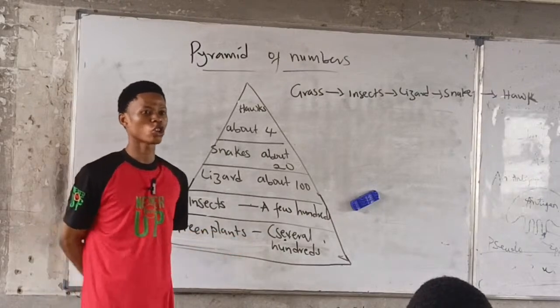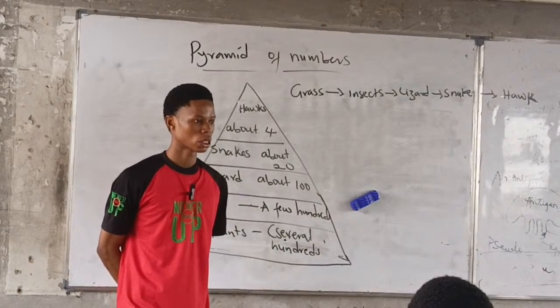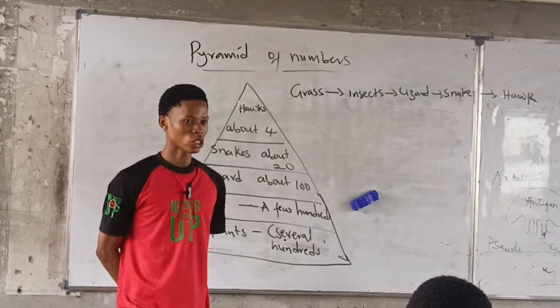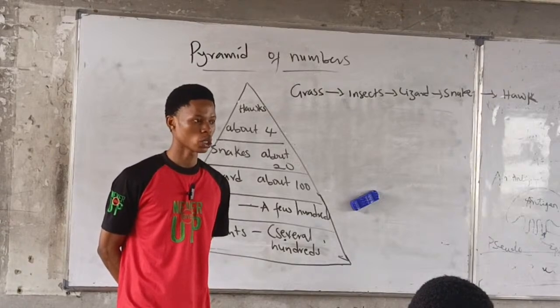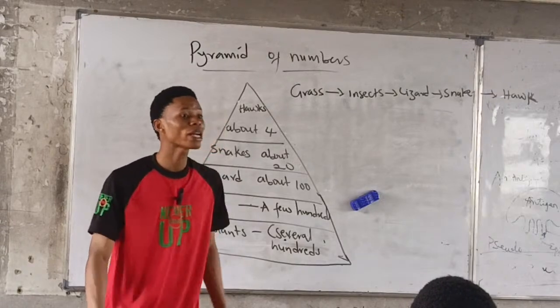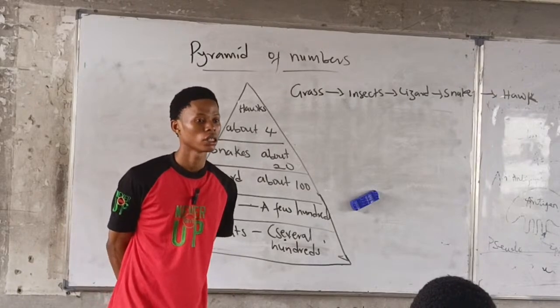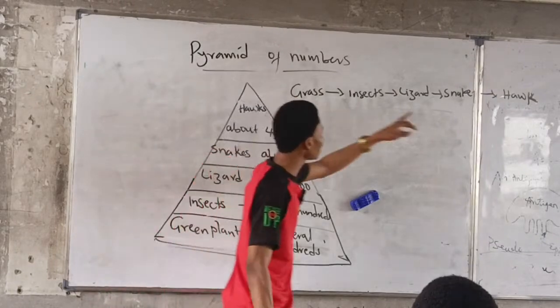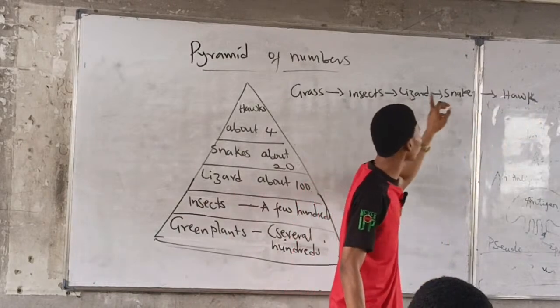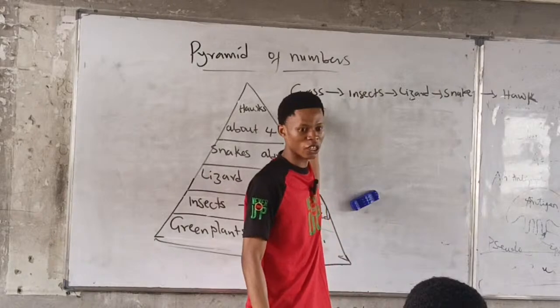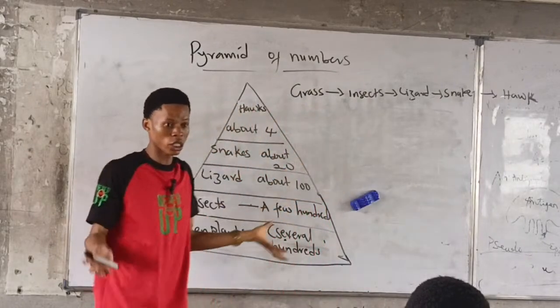The lowest trophic level is what? The lowest trophic level is the primary, the producer. The lowest trophic level now, and this is the highest trophic level now. This is the first trophic level, second, third, fourth, fifth. So this is the lowest trophic level. And this one has the most organisms, right?